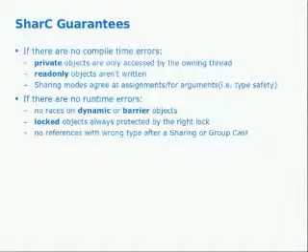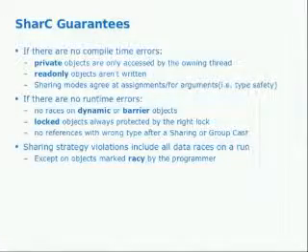So now I'm going to talk a little bit about the guarantees that Sharc actually provides. If there aren't any compile time errors, then Sharc guarantees that private objects are only accessed by that one thread, read-only objects aren't written, and that sharing modes agree at assignments and for argument passing. That is just basic type safety. If there aren't any runtime errors, then Sharc guarantees that there aren't any data races on objects in the dynamic mode or the barrier mode, that locked objects are always protected by the right lock and are not accessed unless the lock is held, and that no references with the wrong type exist after a sharing or a group cast.